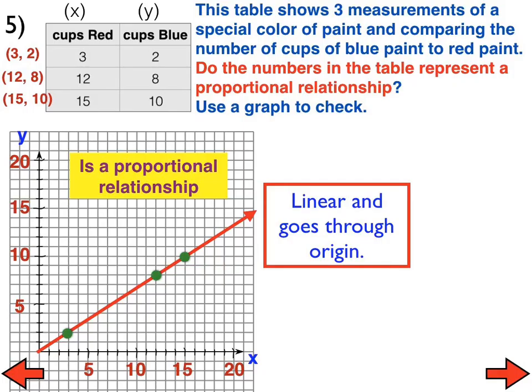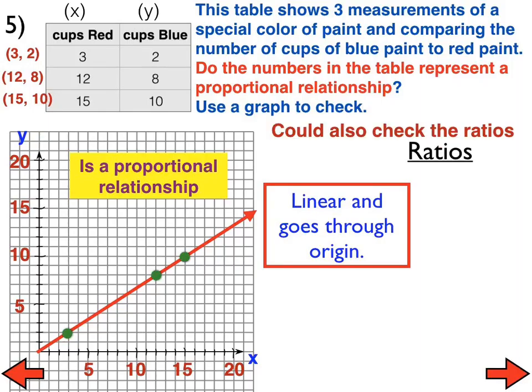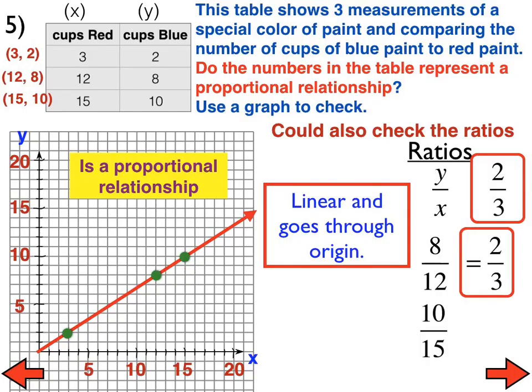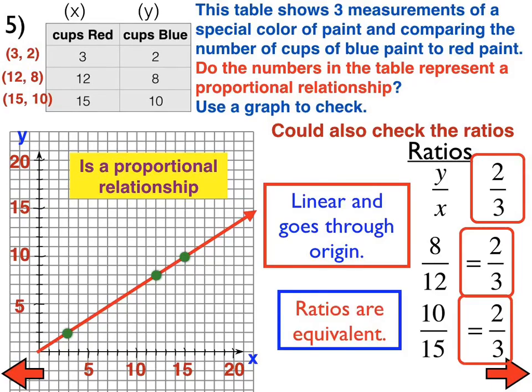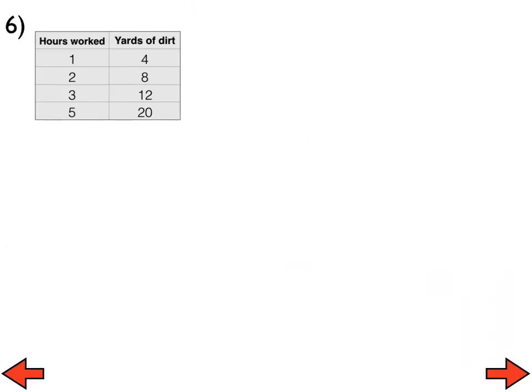I also asked you to list the ratios, so please do that if you still haven't. Y over X, so that's 2 over 3. 8 over 12, which is 2 over 3. 10 over 15, which is 2 over 3. Are they all exactly the same? Yes. So what does K equal here? 2 over 3. Yeah, ratios are all the same, so that's our constant. And if the ratios are all equivalent, we have our proportional relationship.